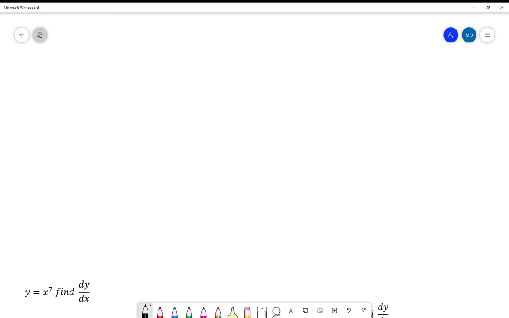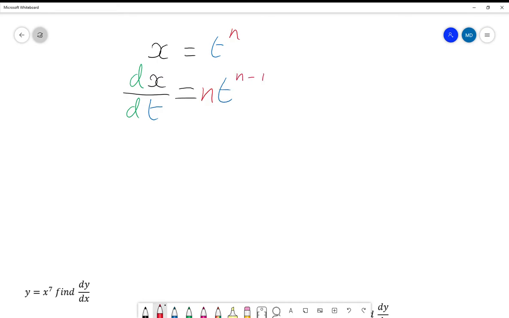Now, in the last video, I told you what the power rule was. So the power rule is this, as a reminder: if x is equal to t to the power of n, where n is a constant, just a particular number, then dx by dt is equal to n multiplied by t to the power of n minus 1. And that is your power rule for differentiation.